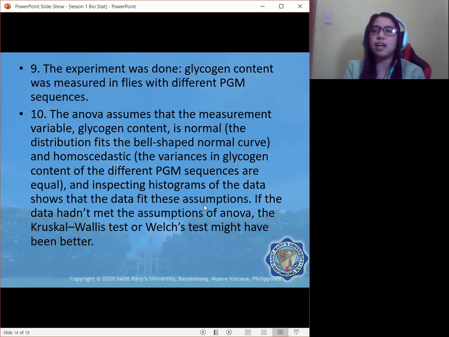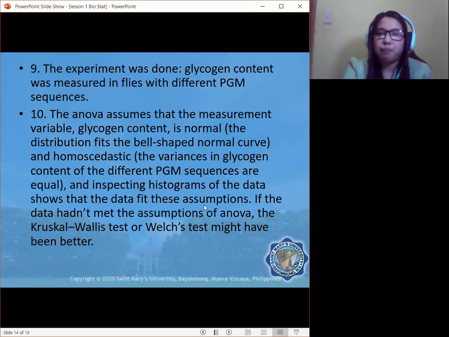So as mentioned here, you can also make use of a histogram to determine whether the shape of your data is normal or not. If the data had not met the assumptions of ANOVA, then there is a counterpart that is non-parametric. In the case of one-way ANOVA, we have the Kruskal-Wallis test.